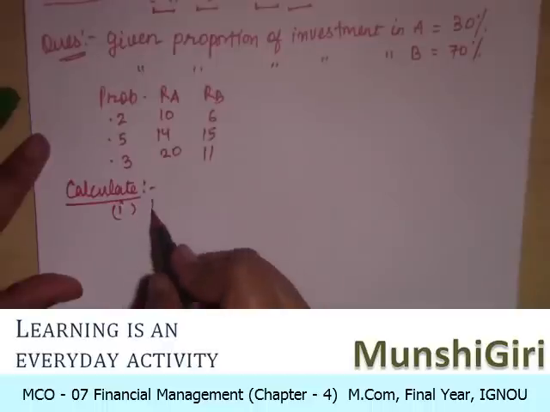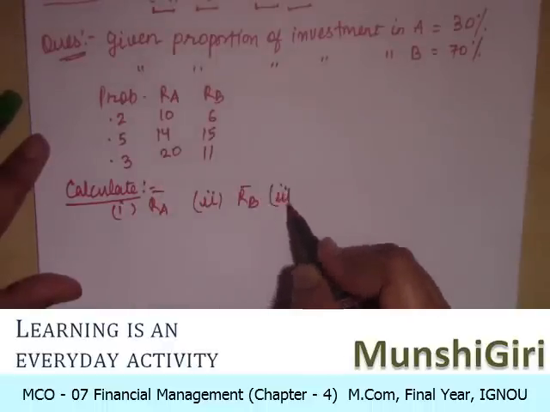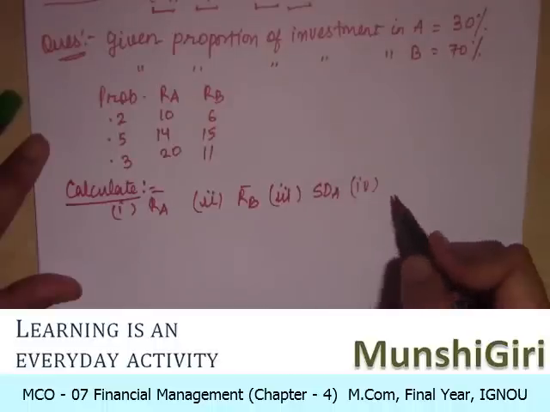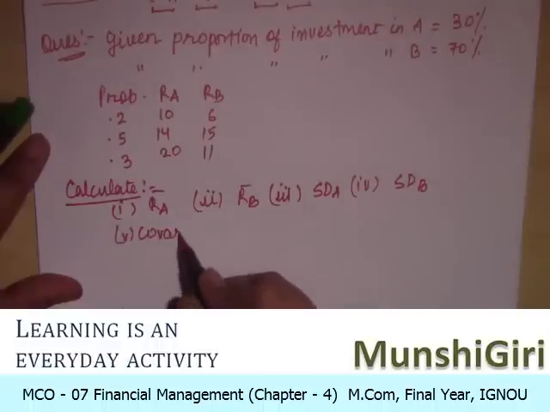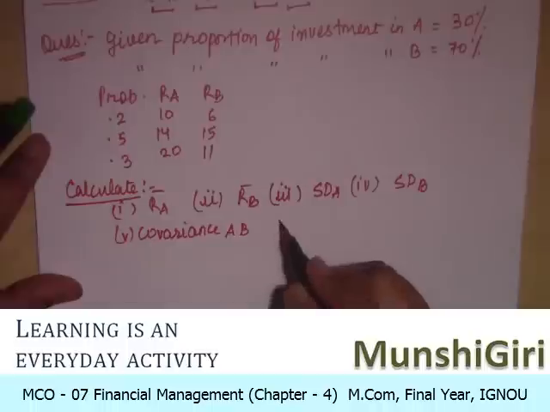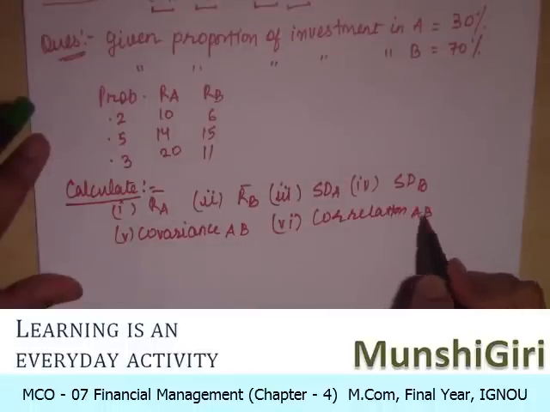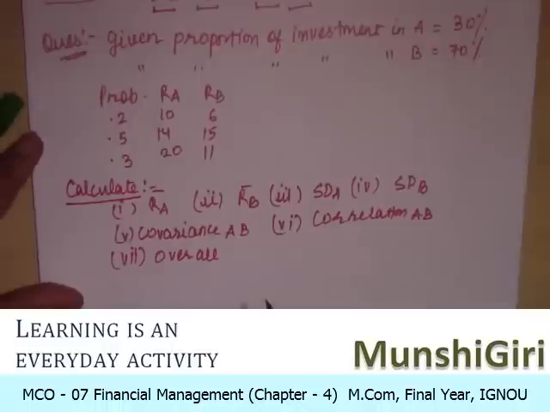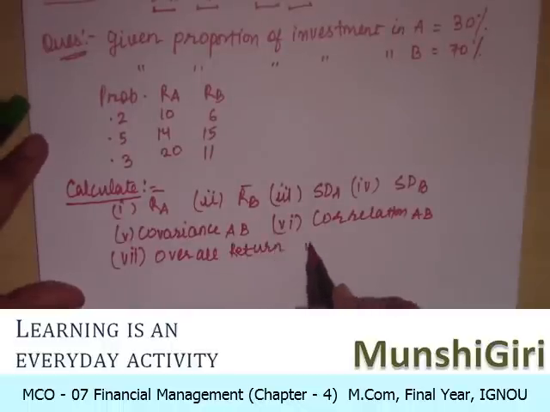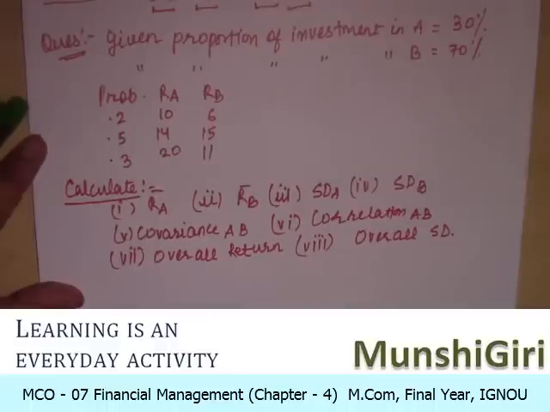First is expected return of A. Second is expected return of B. Third is standard deviation of A. Fourth is standard deviation of B. Fifth is covariance of AB. Sixth is correlation AB. Seventh, overall return. And eighth, overall standard deviation. So now this question covers all the components.